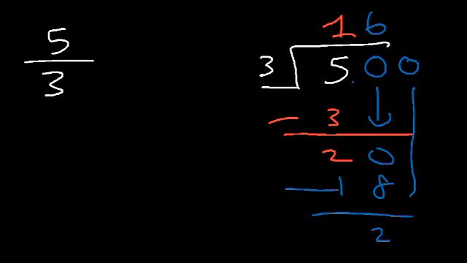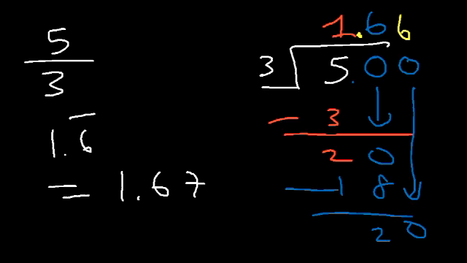And if we add another 0, 3 goes into 20 another 6 times, and we can see that it's going to repeat. So it's going to be 1.6 repeating, which is about 1.67. So 5 moles of hydrogen gas reacts with 1.67 moles of nitrogen gas. That's the answer.